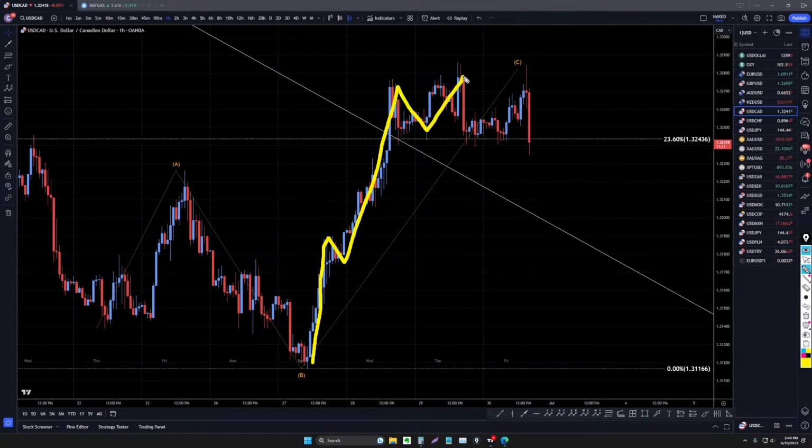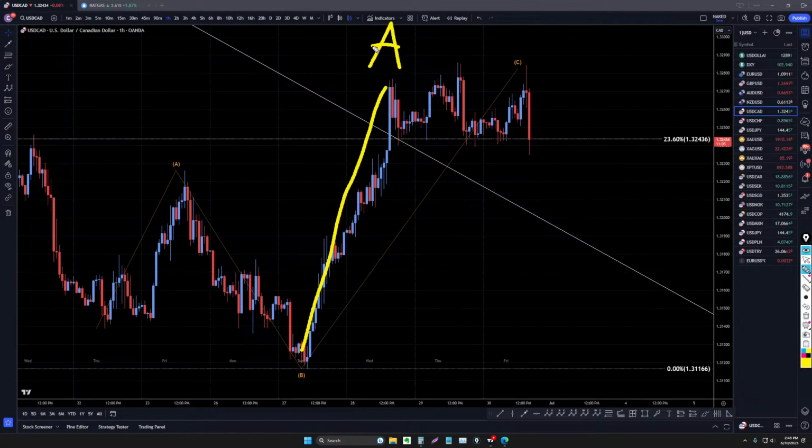I guess that is probably a 1, 2, 3, 4, 5, but it kind of looks more like this could all be an irregular wave ABC too, like an A, 3 waves down for a B, and then this little uptrend is the C.